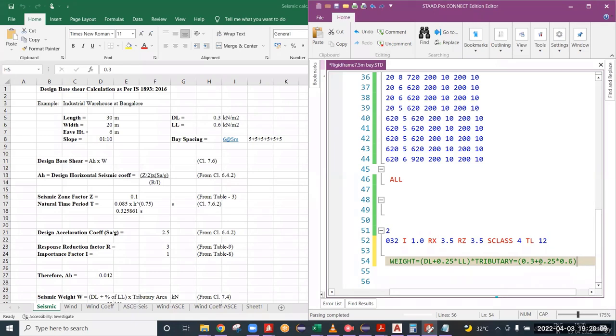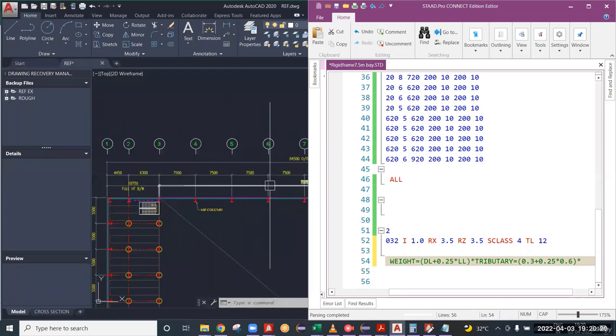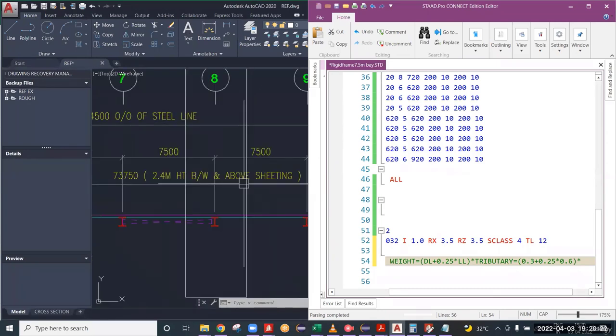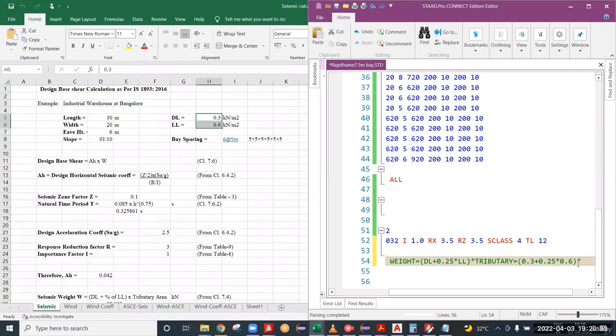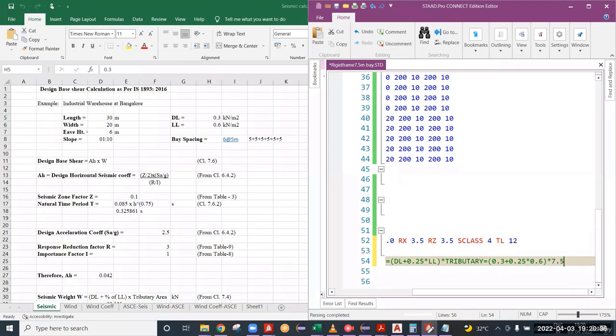Okay, so dead load plus 0.25 into live load into what is the tributary length here? We are doing tributary of 7.5, because the adjacent tributaries, if you see in the plan here, 7.5 plus 7.5 divided by 2, that is 7.5 average load width of the grid line 8. So that is the value I am taking here. So 7.5. I am not giving width here, don't confuse, because width along the geometry we have given width. This is 2D frame, we have given width in the geometry, so that is why I am not applying the width here.